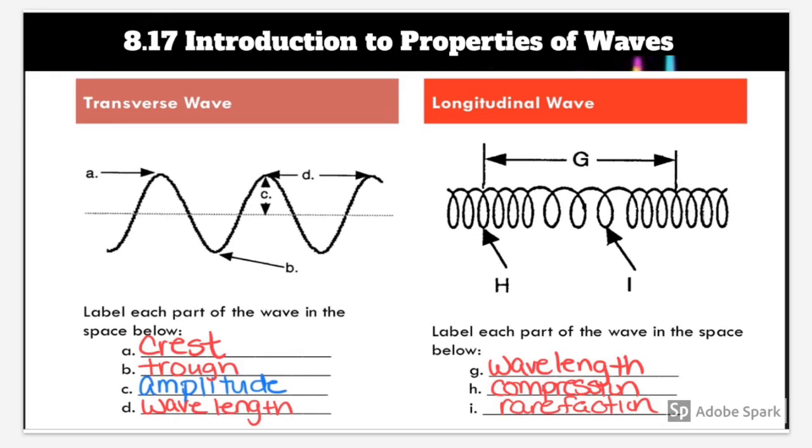How did you do? If you correctly labeled the crest, the trough, the wavelength, and the transverse wave, you're correct. If you correctly identified the wavelength, compression, and rarefaction of the longitudinal wave, you are correct.